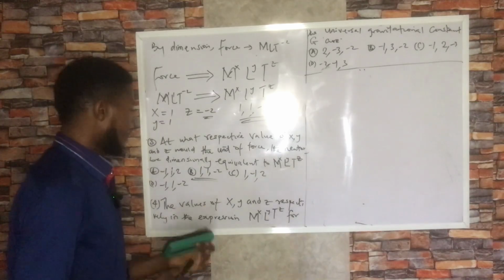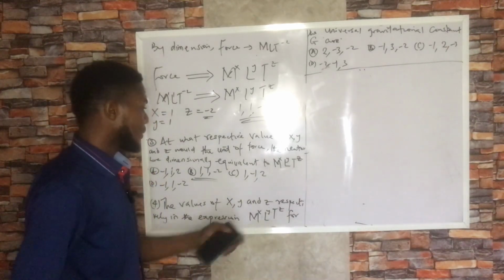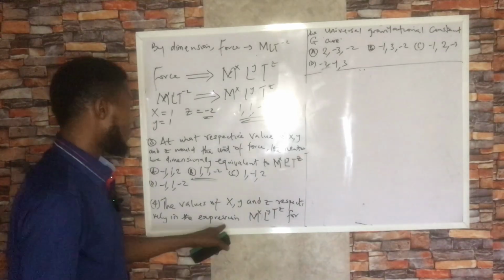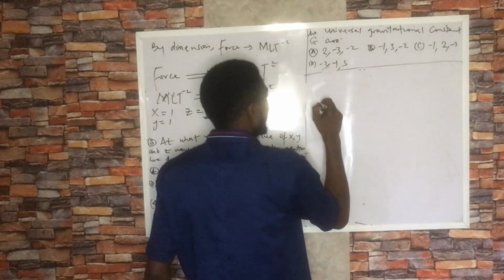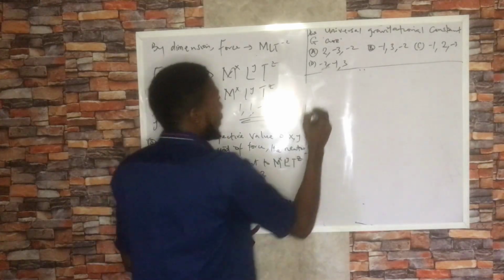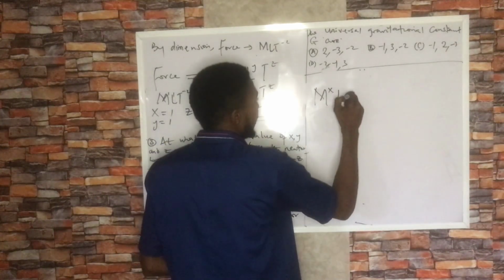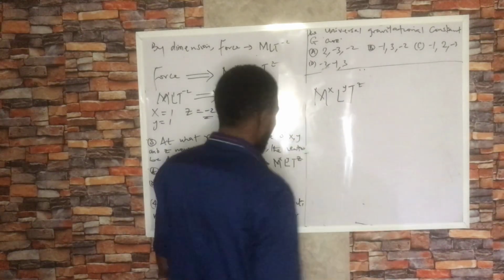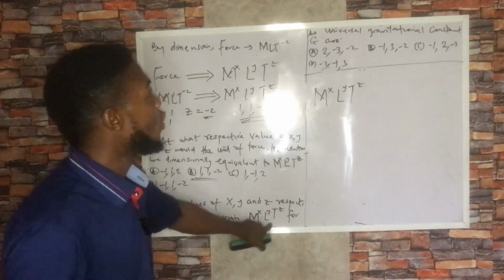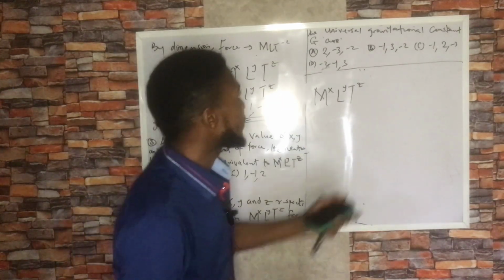So here's another question. Now please pay attention. The values of x, y, and z respectively in the expression, look at it, here's the expression. M^x L^y T^z. This is the expression given in the question for the universal gravitational constant.